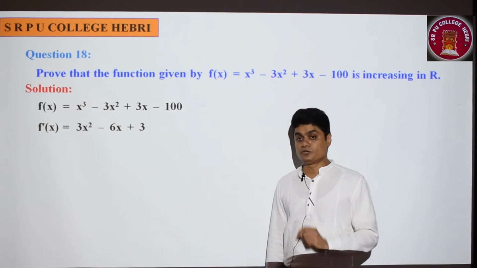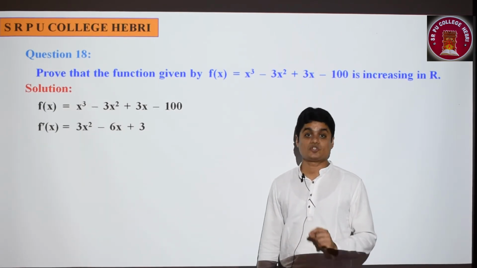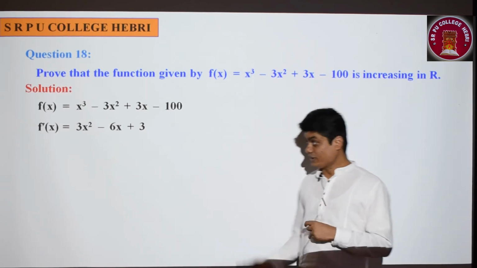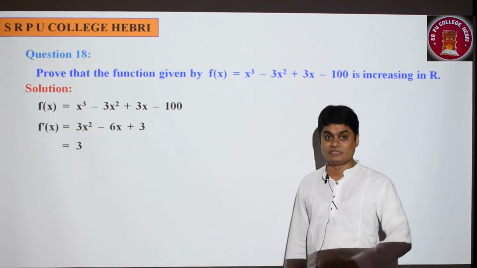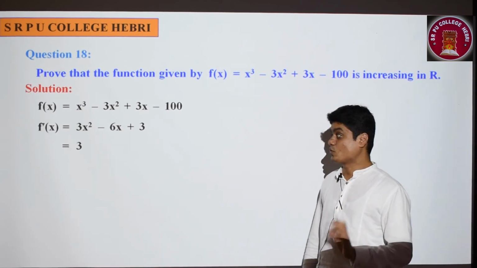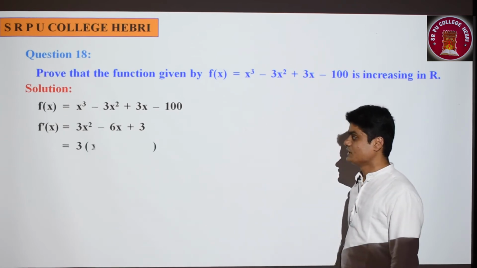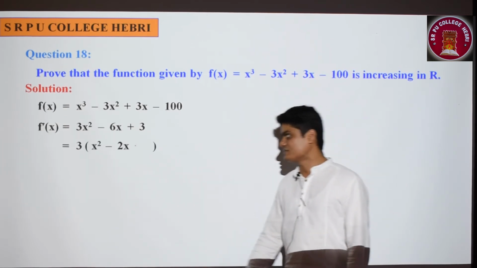You can prove this by using the completing square method. This is an important trick. Observe this carefully. Using that trick, you can prove this is a perfect square, and a perfect square is always greater than 0. So take 3 outside because 3 is common.